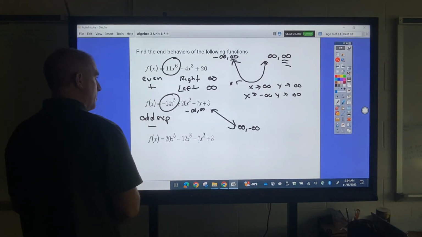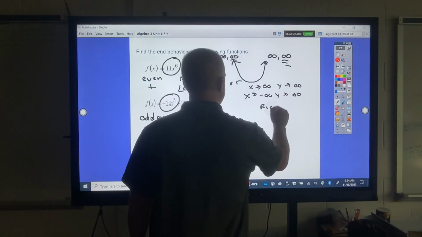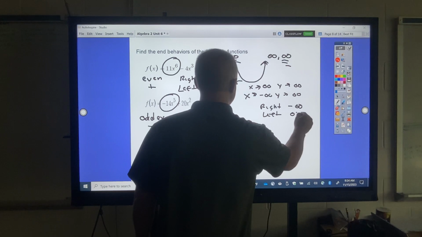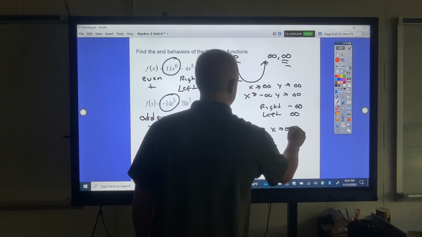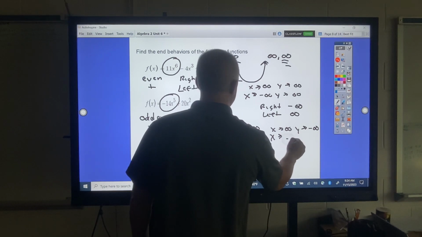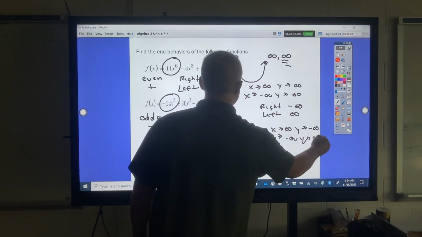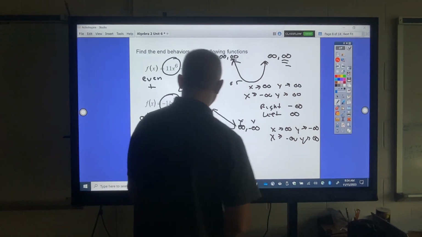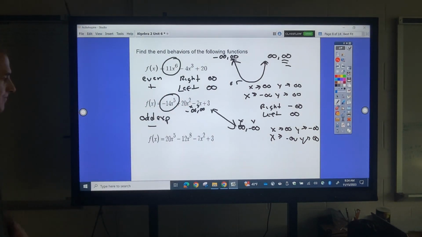Okay, so a couple ways you can label that. The right end behavior is negative. The left end behavior is positive. You could write it as x approaches infinity, y approaches negative infinity, x approaches negative infinity, y approaches positive. Because remember, this is the x, this is the y. This is the x, this is the y. Okay? Now, you gotta be careful on this one.